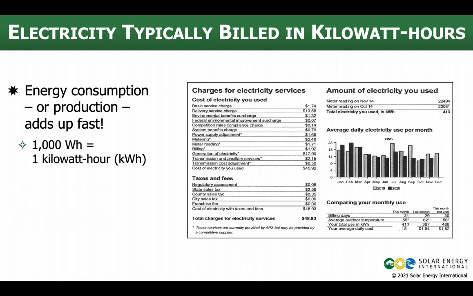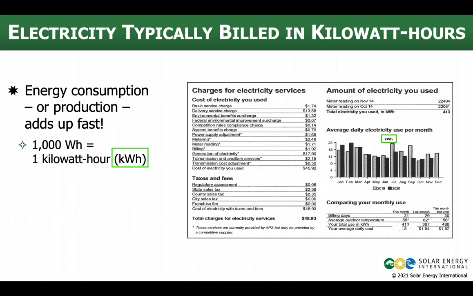So 1,000 watt hours is 1 kilowatt hour, just like 1,000 watts is 1 kilowatt. Here, when we're talking energy, 1,000 watt hours, 1 kilowatt hour, 1 kWh. You're going to see that abbreviation over and over again. Very common way to quantify energy production or usage.